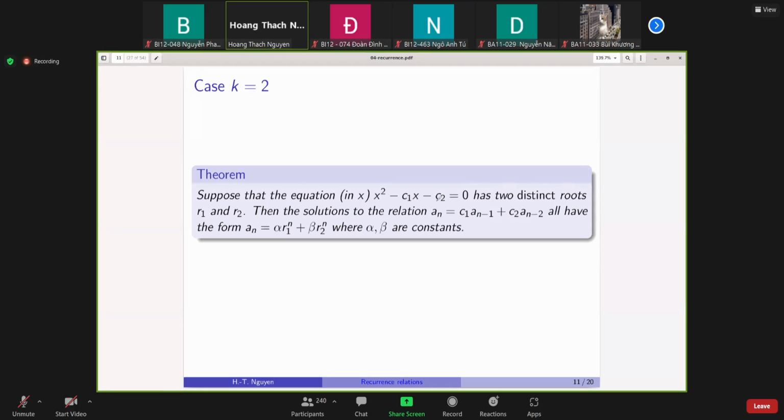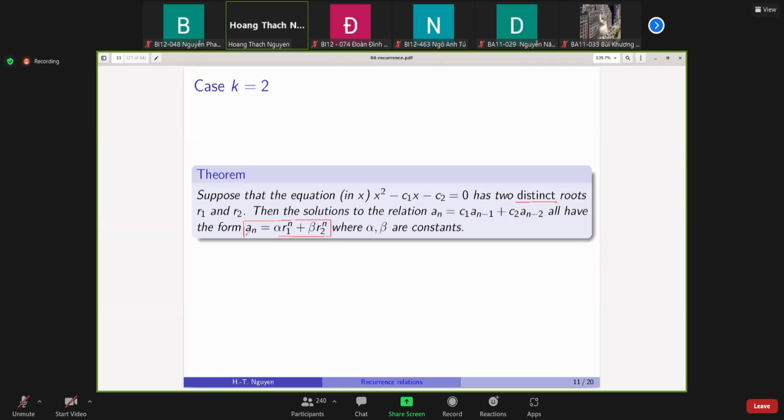Of course, in the general case, we always have two complex roots. But suppose that we have two distinct real roots, R1 and R2, or complex roots. It doesn't change the result. Then this theorem states that you can look for a general term of the sequence of this form.